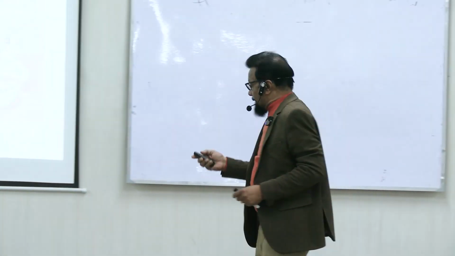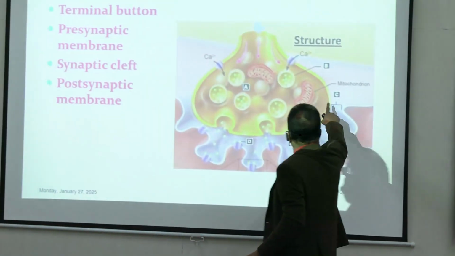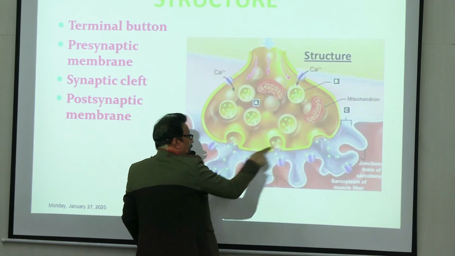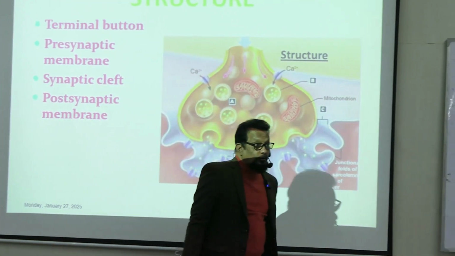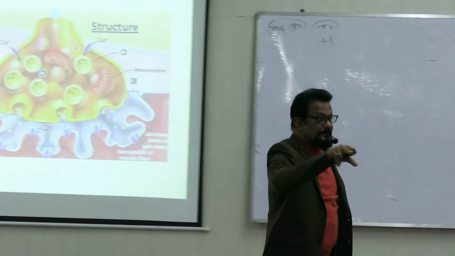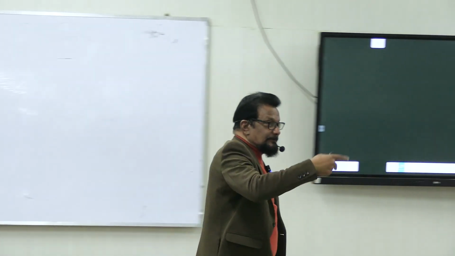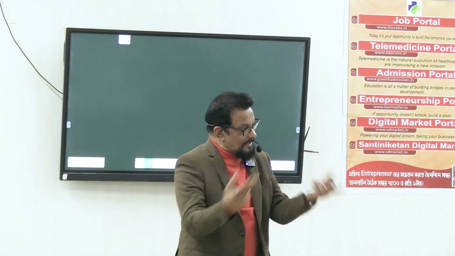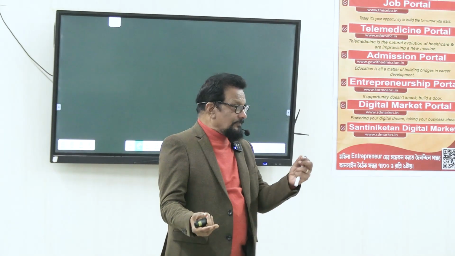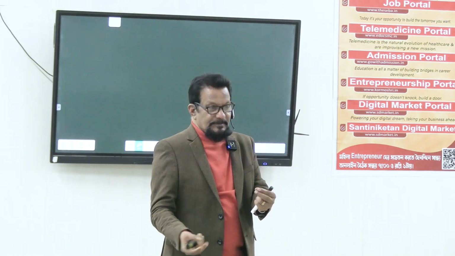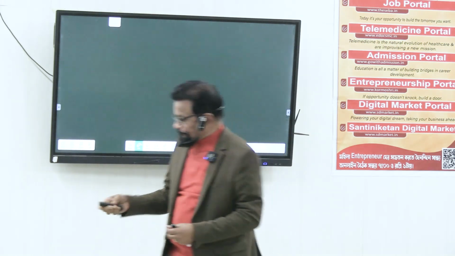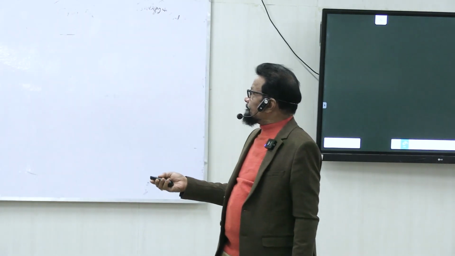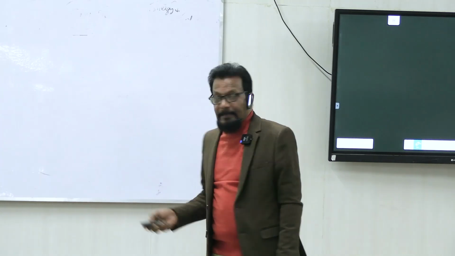So this part is the presynaptic membrane, and it has an active zone. What is the function of this active zone? Docking of the synaptic vesicles, their fusion, their exocytosis, and release of neurotransmitter into the cleft. So let us discuss the next part. The next part is the synaptic cleft.